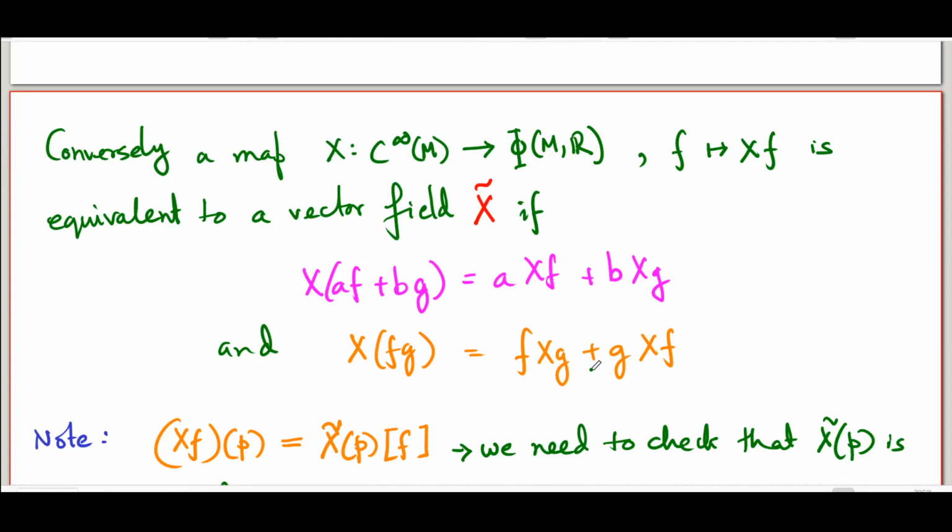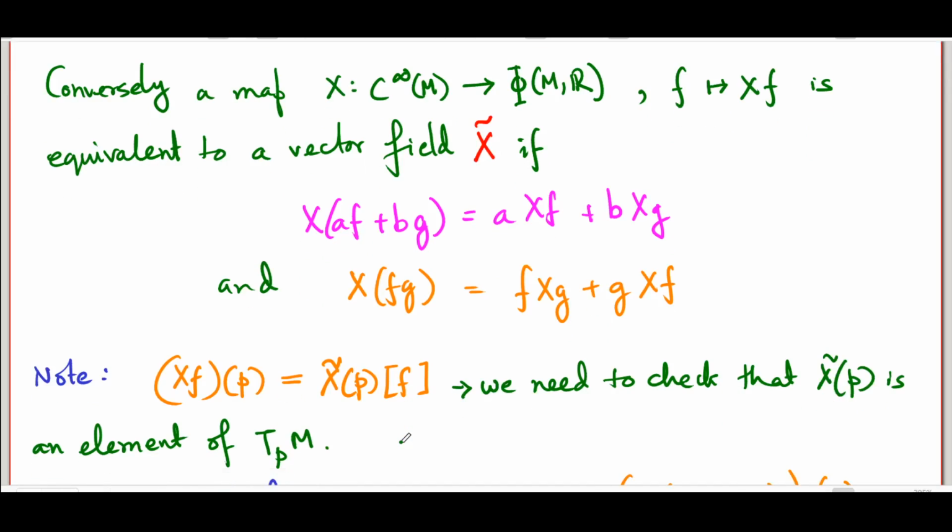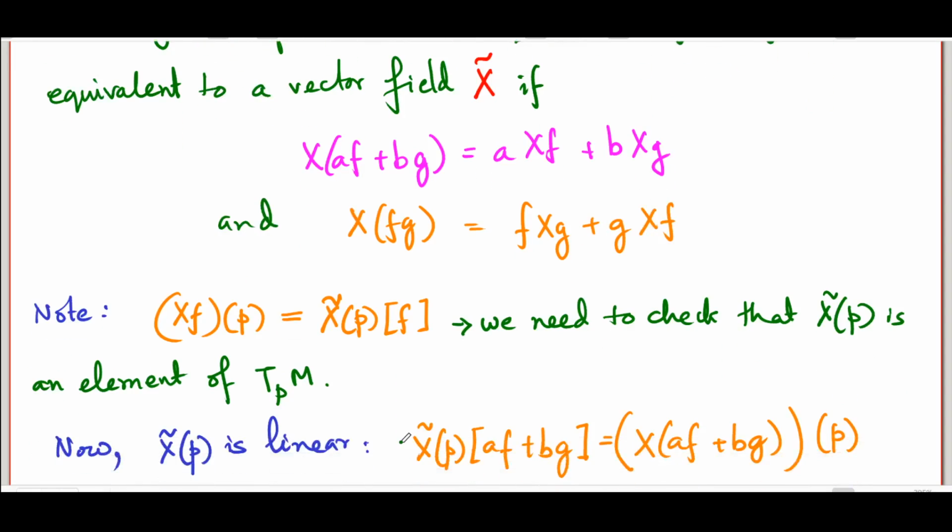Note that when I say X tilde is equivalent to this, I mean Xf's value at the point p will be given by X tilde at p, which is a vector acting on the function f. Now what we really need to check is that X tilde p really is a vector at the point, that is, it is an element of TpM. First of all, in order to qualify as an element of TpM, you need two properties. One of them is linearity, the other is the derivative property.